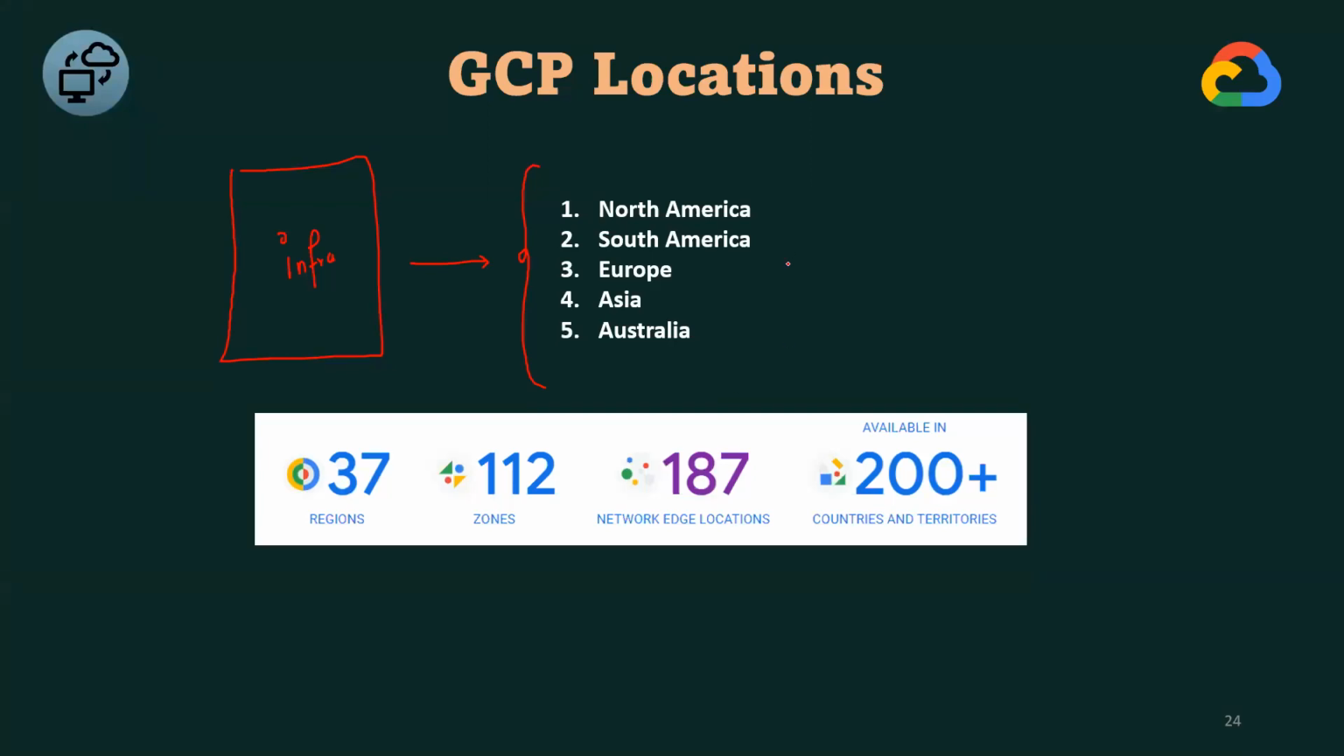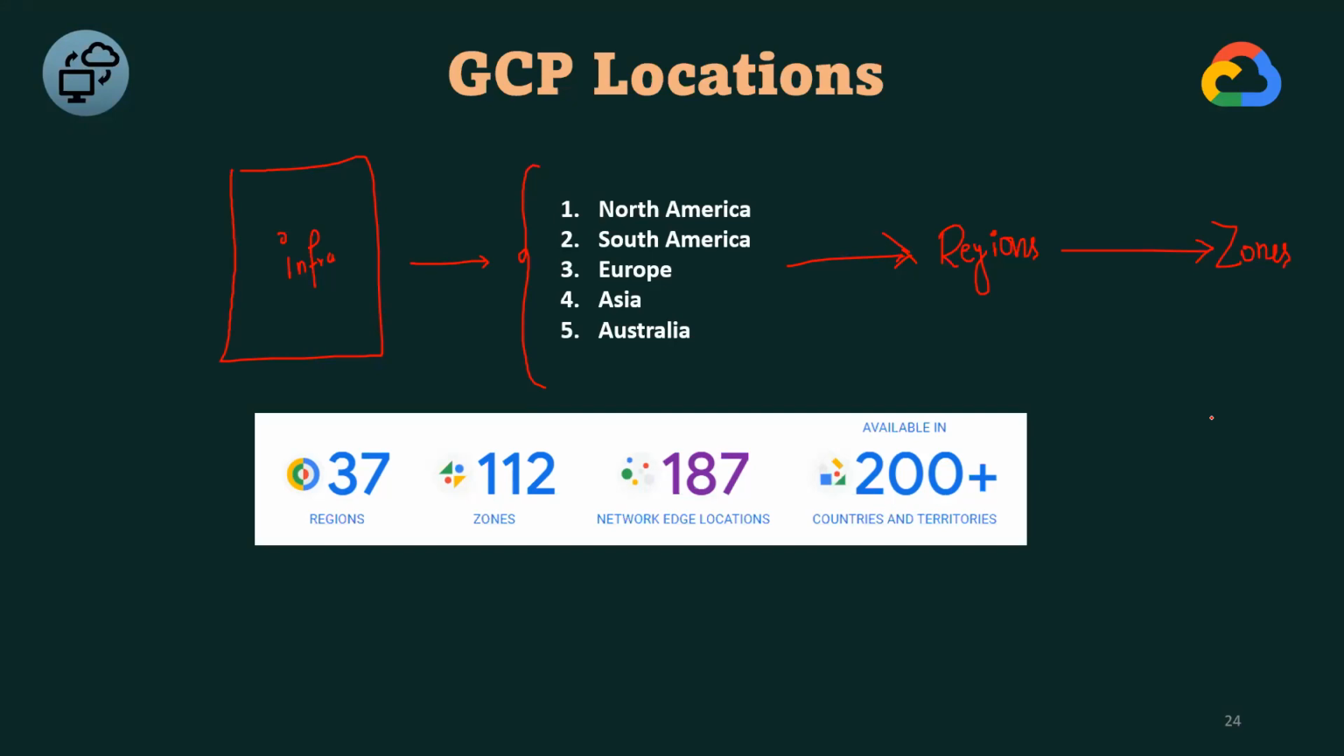These 5 locations are further divided into regions. These regions are further divided into zones. Why have they done this much division? It's because they want each and every infrastructure to be available not only in one location but in all locations, all regions, and all zones, so that the availability of GCP's infrastructure will be very high. So the main agenda is that the availability has to be there.